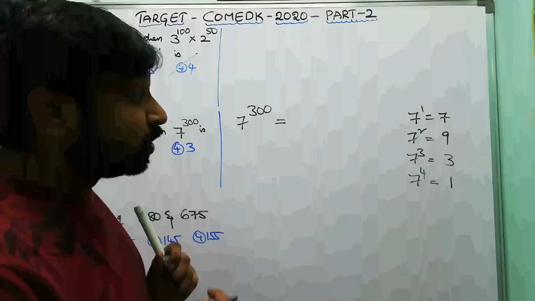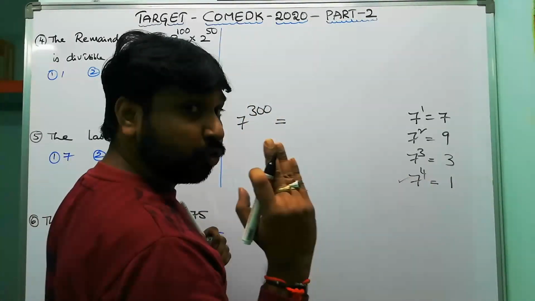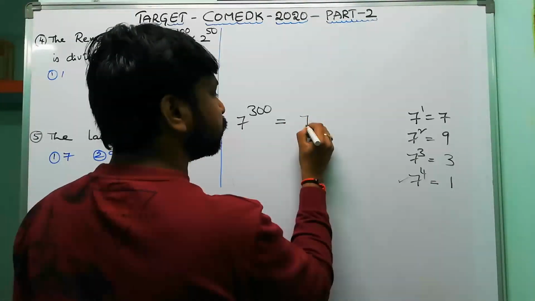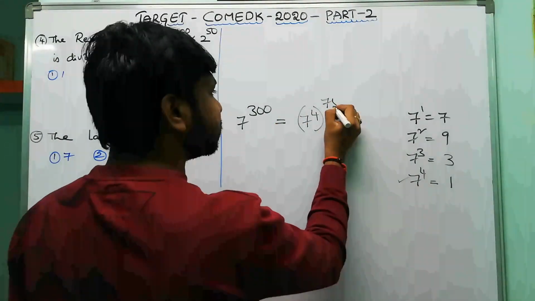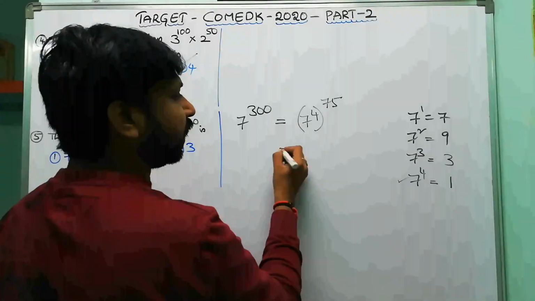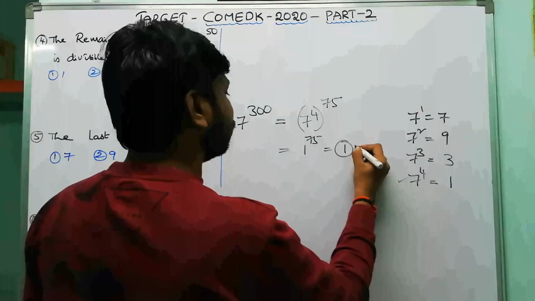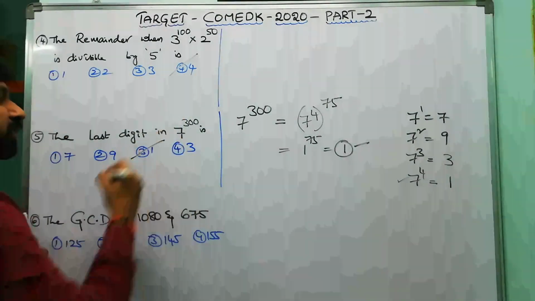So now again I am going to select 7^4, friends. Why? Because you should give first priority to 1, because 1 to any power gives 1. So (7^4)^75 is 7^300. 7^4 means 1, and 1^75 is 1. So the units place is compulsorily 1 only, friends. So the option is the third option, friends.